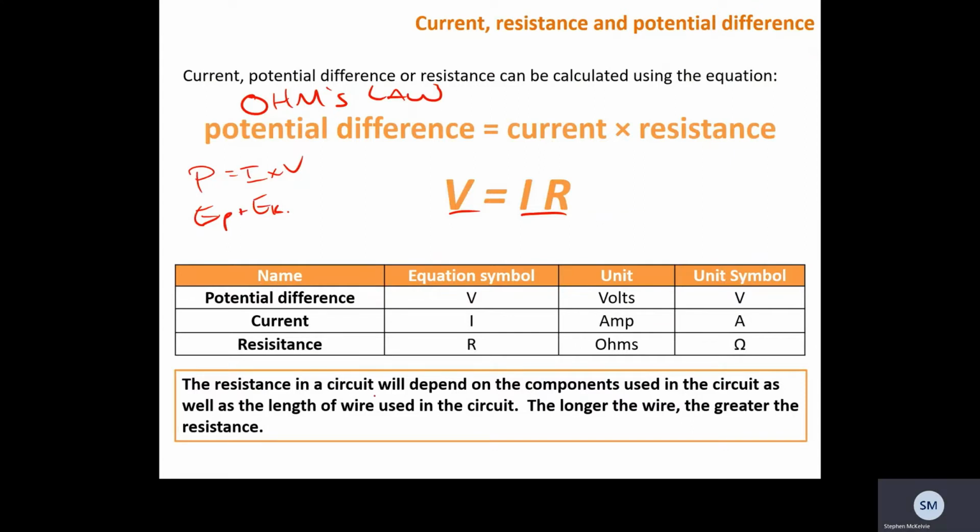The resistance in a circuit will depend on the components used in the circuit, as well as the length of the wire used in the circuit. The longer the wire, the greater the resistance.